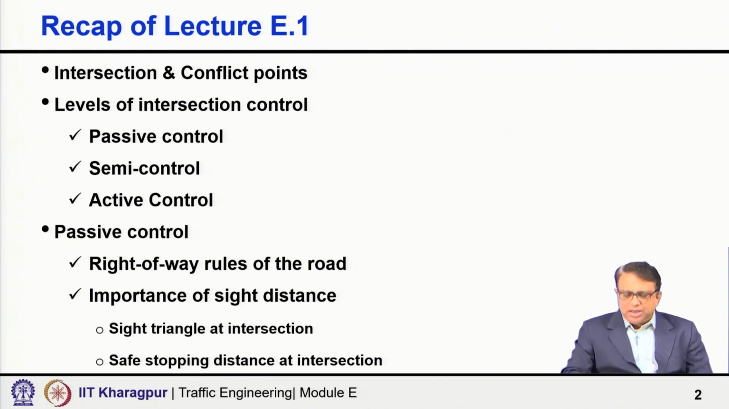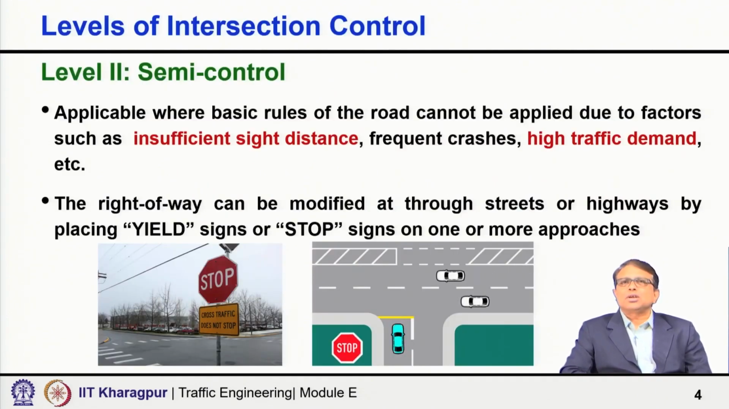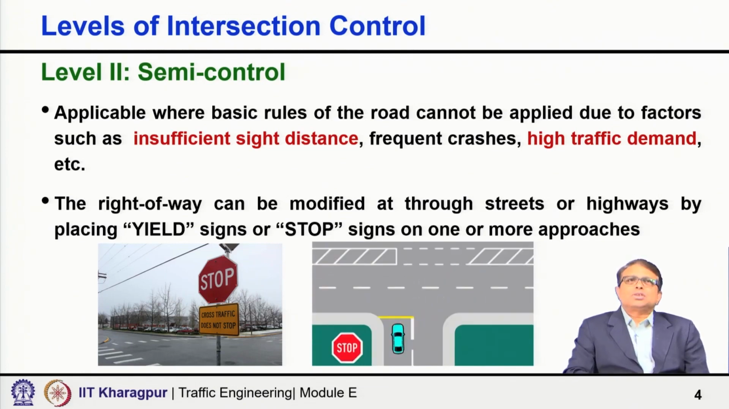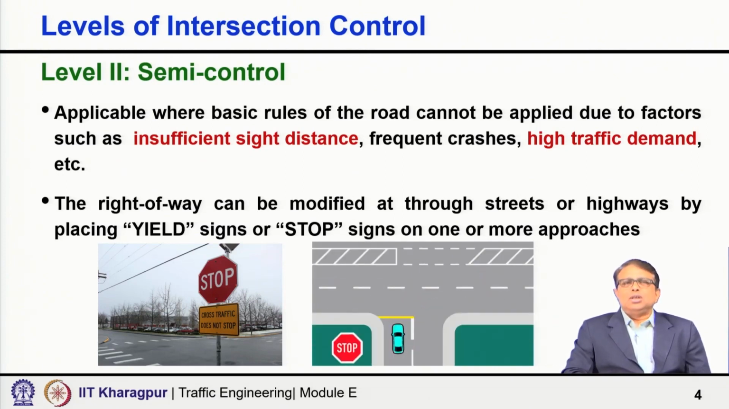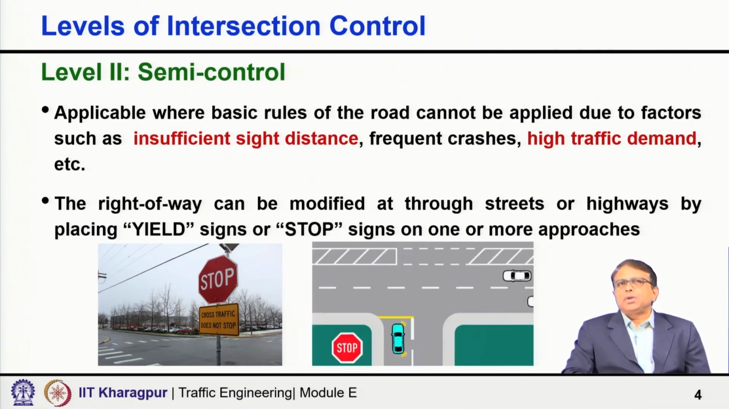So, we shall today continue our discussion on levels of intersection control. The next level of control is called level 2, semi control. Now, semi controls are applicable where basic rules of the road cannot be applied due to various factors.